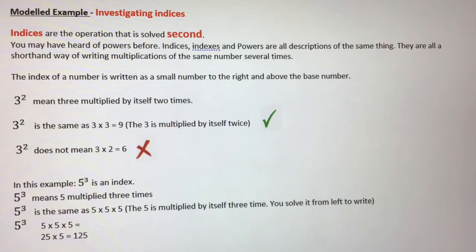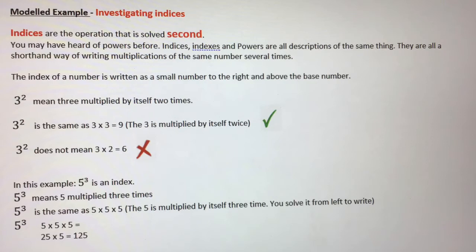They're all a shorthand way of writing multiplications of the same number several times. So the index of a number is written as a small number to the right and above the base number. So you can see the index is next to the 3 there, and it says 2. This means 3 multiplied by itself 2 times. This is also the same as saying 3 times 3 equals 9, where you can see here the 3 is multiplied by itself twice. And there's a cross next to the one underneath because it does not actually mean 3 times 2. As you can see there, they're 2 different answers.